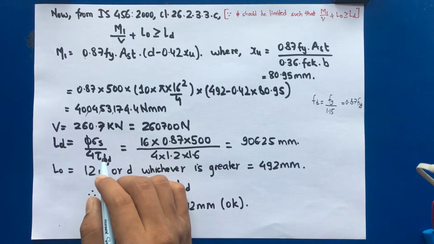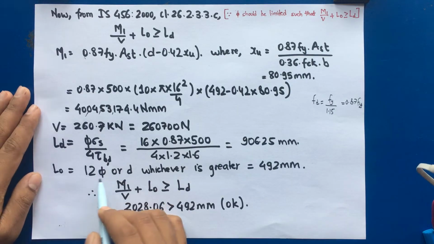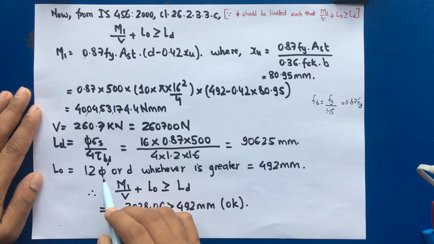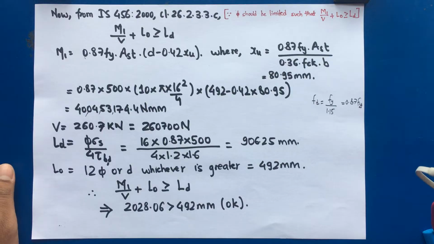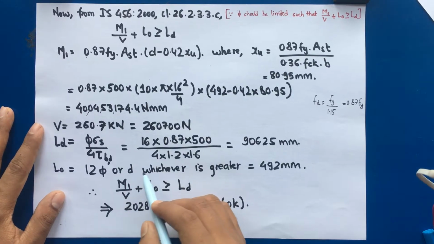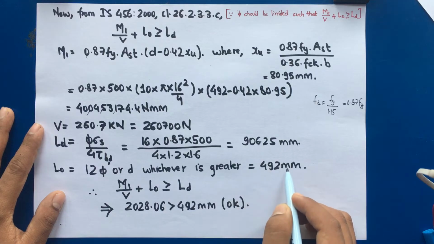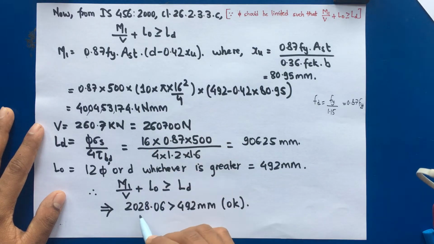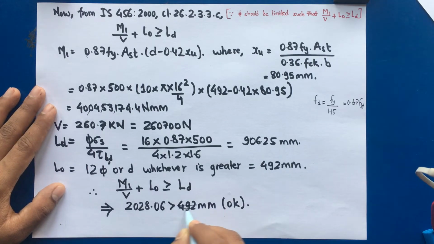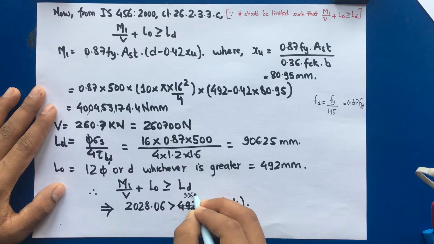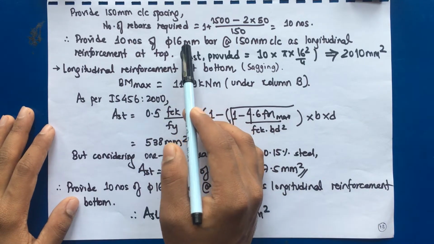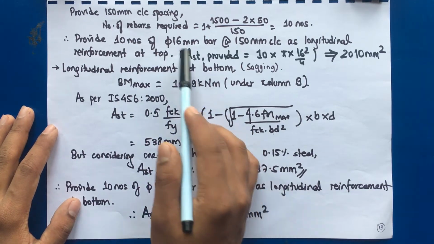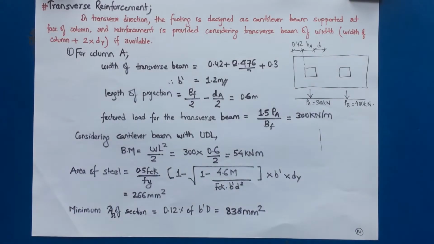Similarly, L naught is the anchorage length, and it should be taken as the greater of the two values, that is 12 phi or D. Phi is the bar size, we have taken 16 mm, so 12 into 16 comes smaller than the value of D, so we are taking D, and L naught is equal to 492 mm. Now substitute the values and we get 2028.06, which is greater than 906.25 mm, which is okay. Hence the bar size provided, that is 16 mm, is okay for the tension reinforcement for the footing. So we are done with the longitudinal reinforcement.